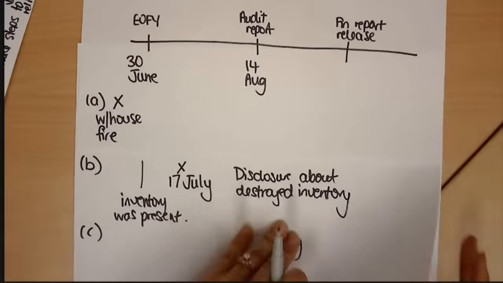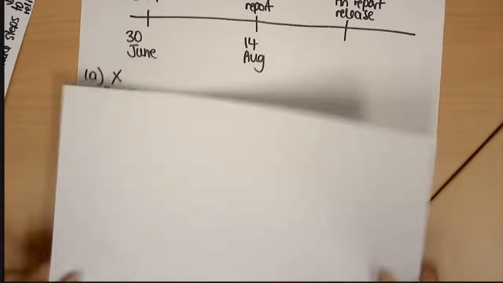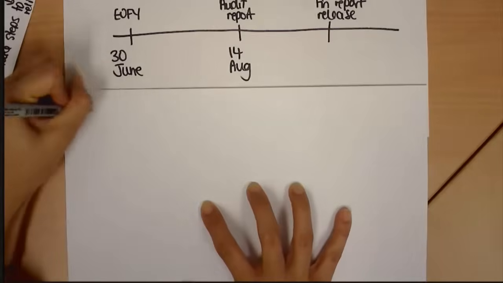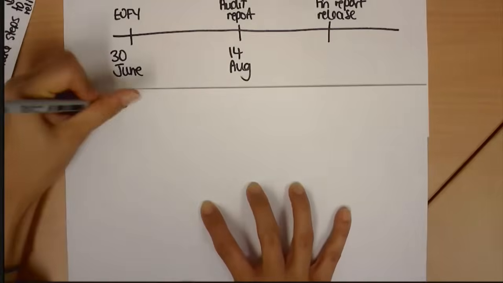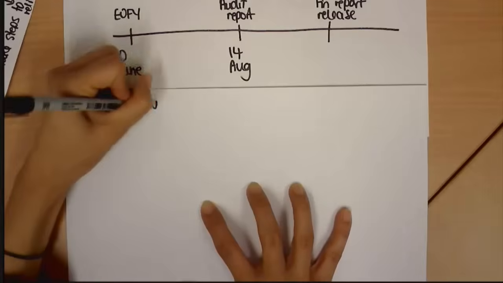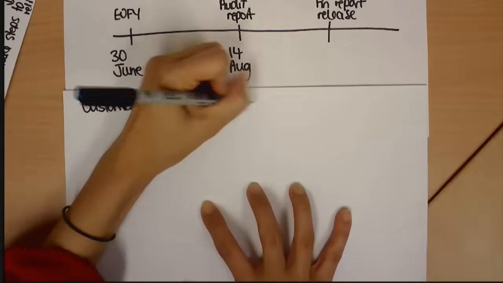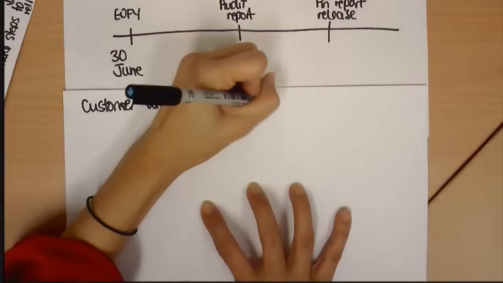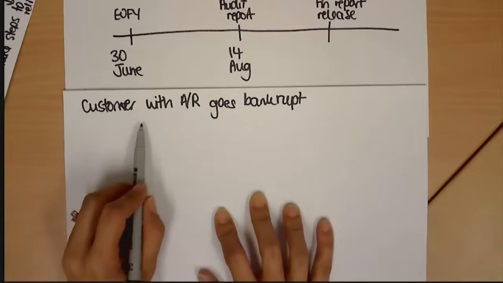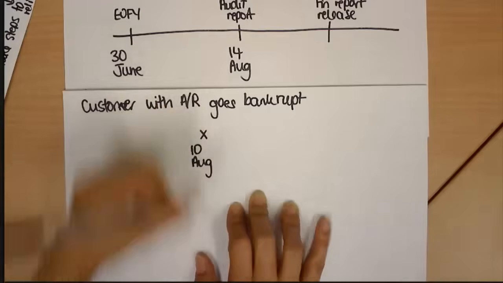Let's move to something similar. But let's look at the instance where we have a customer with an accounts receivable who goes bankrupt. All right, so what if the customer went bankrupt and the auditor was notified here on the 10th of August?